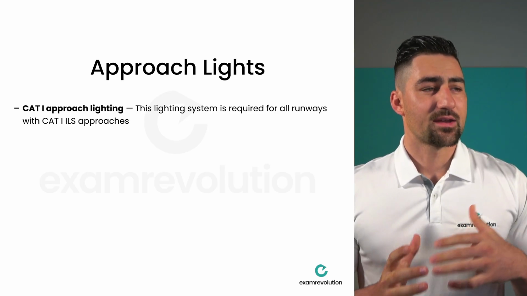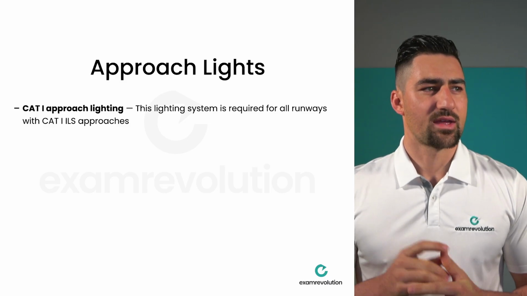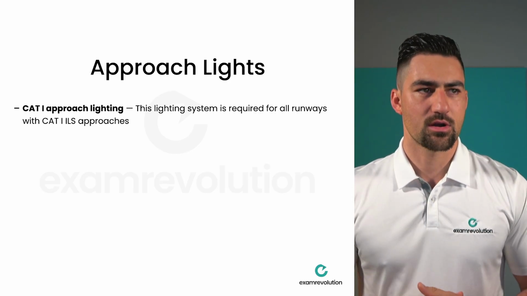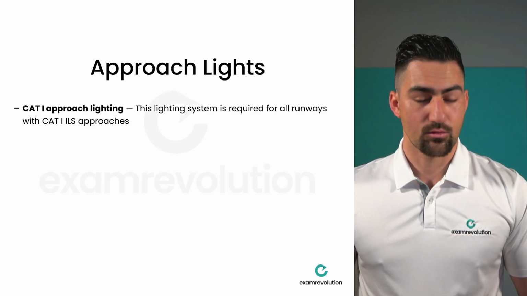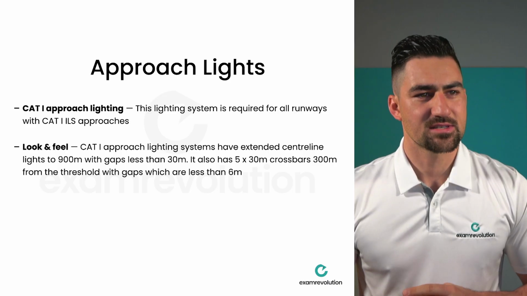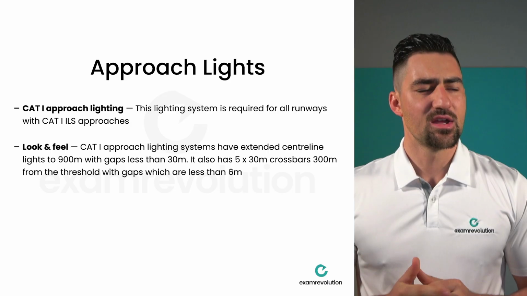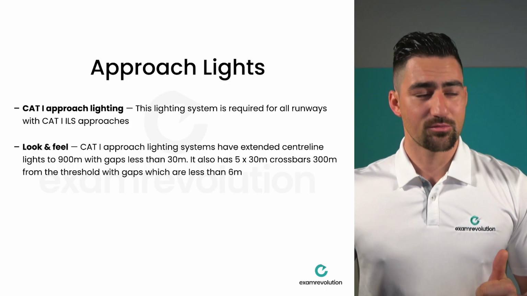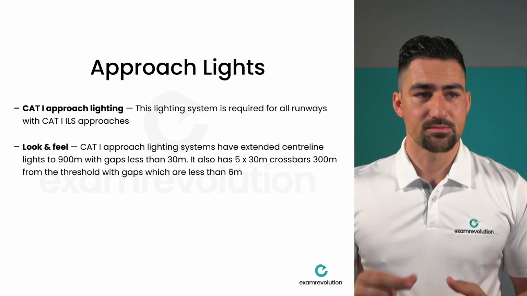Then if we look at a category 1 approach lighting, this lighting system is required for all runways with a category 1 ILS approach. So you cannot have a category 1 ILS approach on a runway if that runway does not have the following lights, right? Otherwise it's illegal. So what is the look and feel of a category 1 approach lighting system? They have extended center lines to 900 meters with gaps less than 30 meters. So the lights go up to 900 meters from the runway on the approach end, and the gaps must be less than 30 meters between the lights.